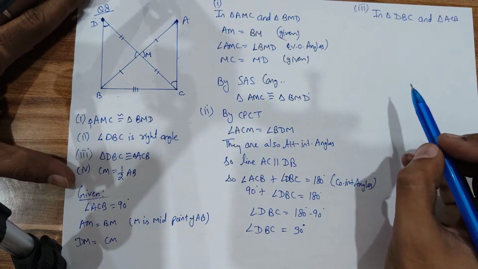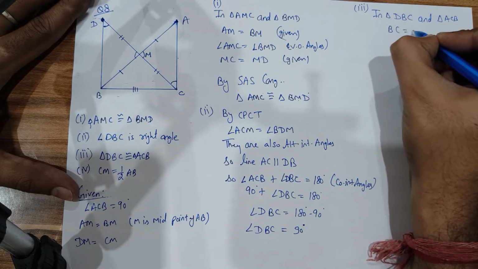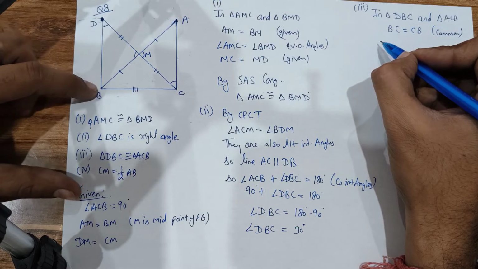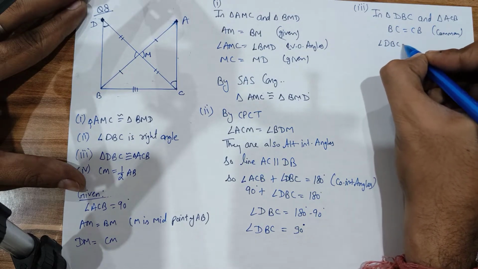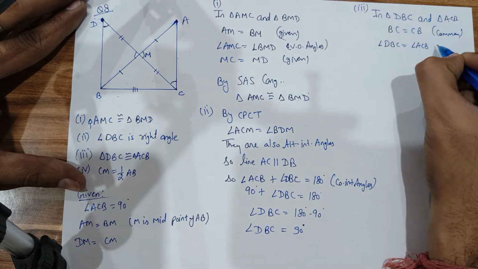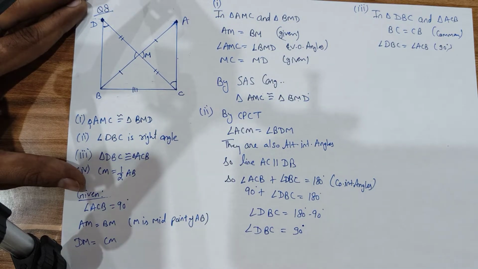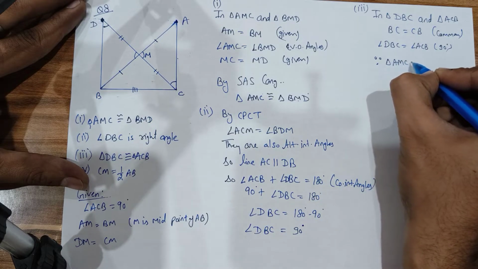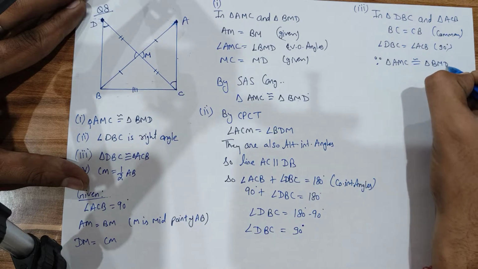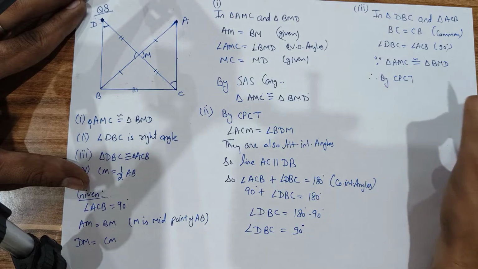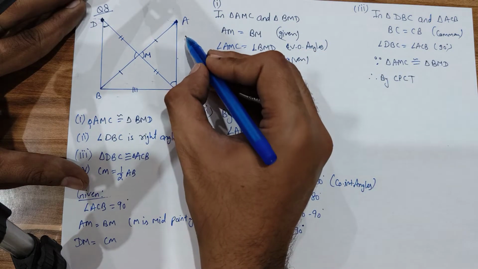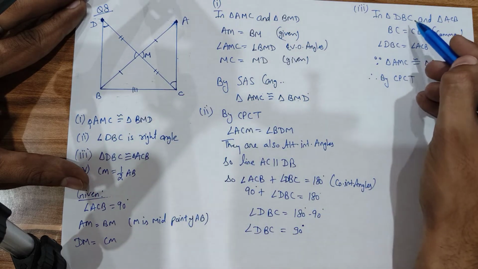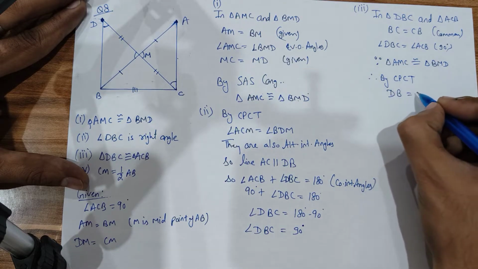So in triangle DBC and ACB, first BC equals CB, common side. Then angle B and angle C are 90 degrees. So the angle B we will write here as angle DBC equal to angle ACB. They are 90 degrees both. And earlier we proved that triangle AMC and BMD are congruent triangles. So by CPCT, because corresponding parts of congruent triangles are equal, we got the relation for this side AC and DB. So we can say that here I will use DB: side DB is equal to side AC of the triangle.